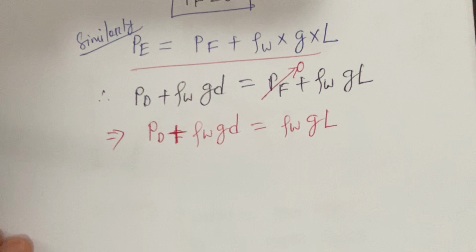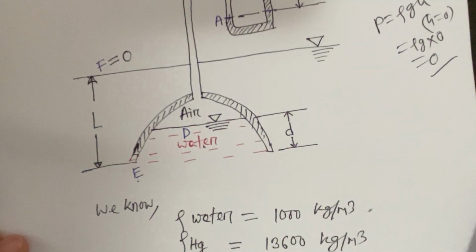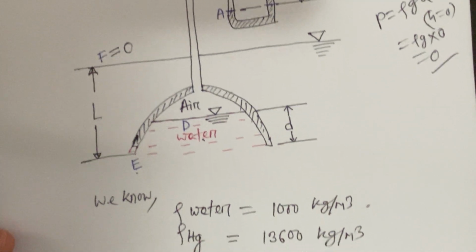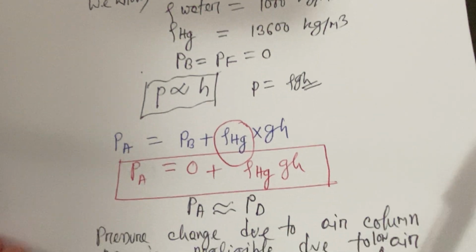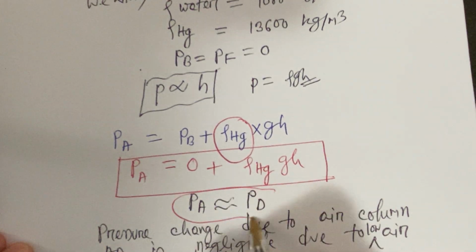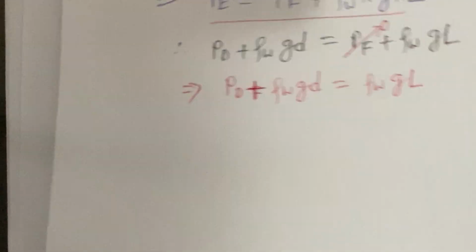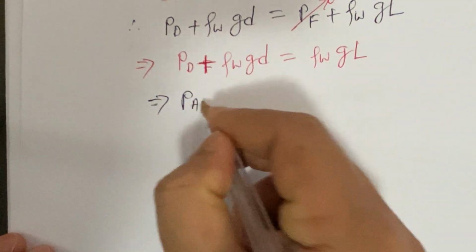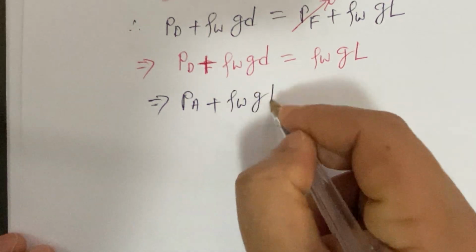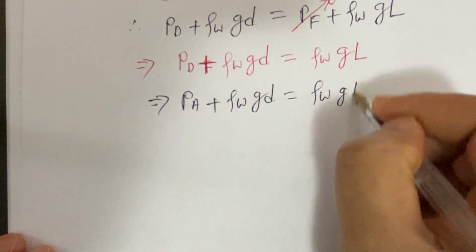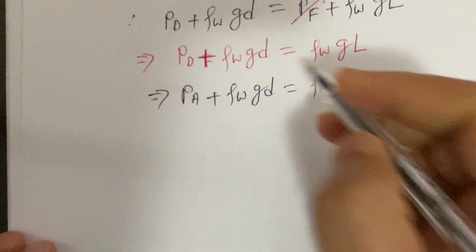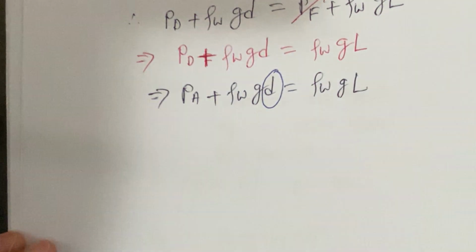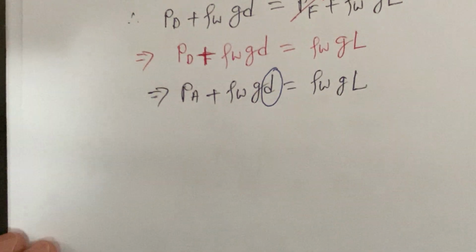Now if you remember, we said PA and PD are equivalent. So can I write it like this? PA plus rho W g D equals rho W g L. Our ultimate target is that we actually want to calculate this D, the depth.